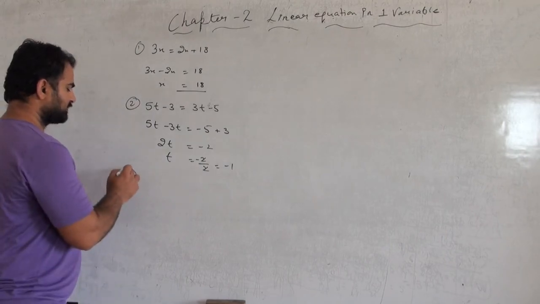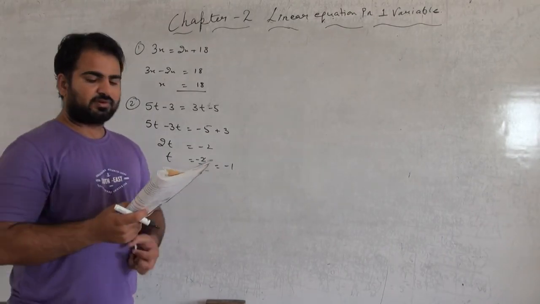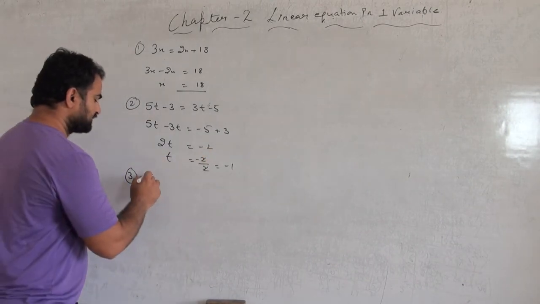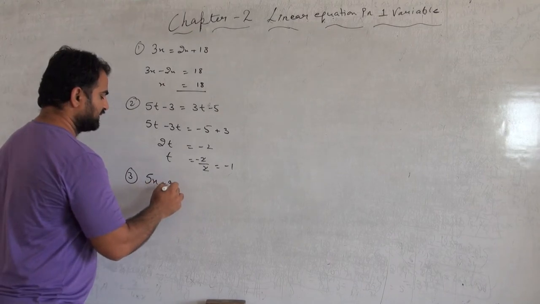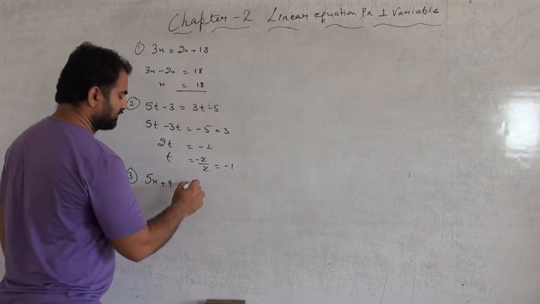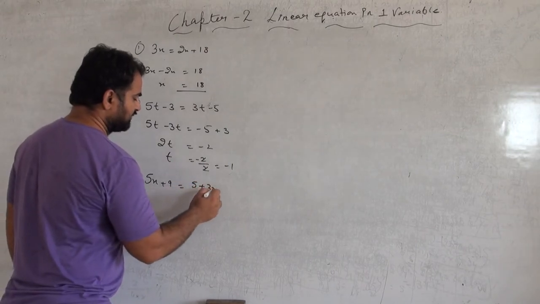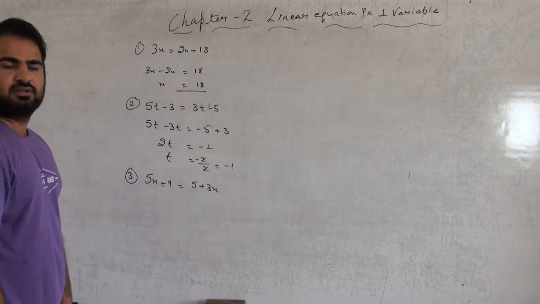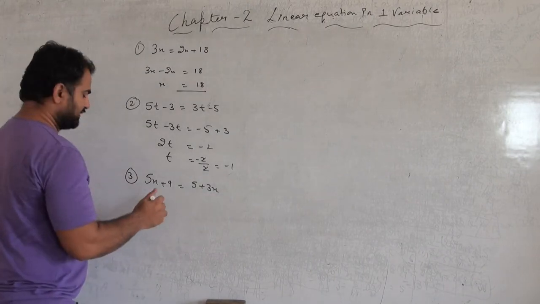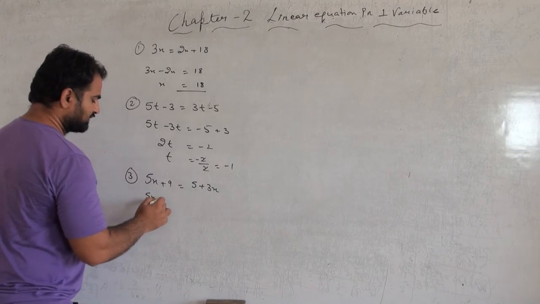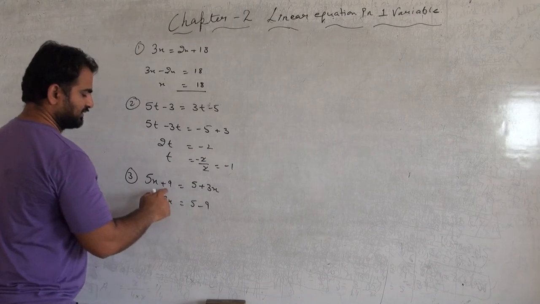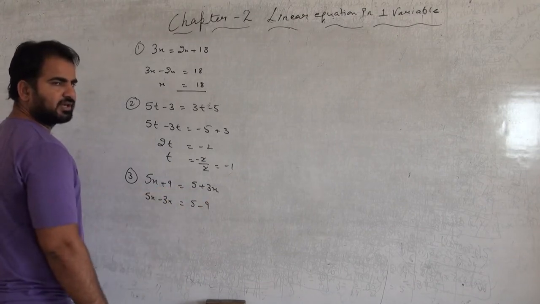Question number third is 5x plus 9 equals to 5 plus 3x. Okay. So what we have to do? Just place this 3x to left hand side. It will be 5x minus 3x equals to 5 minus 9. This 9 will go on the right hand side.